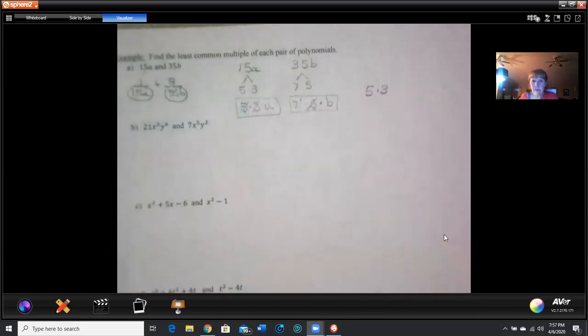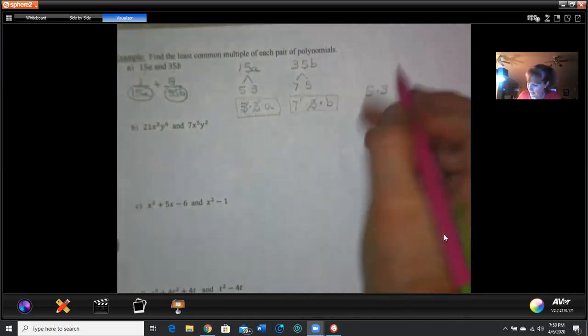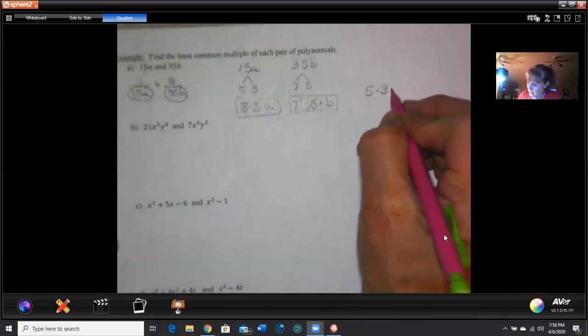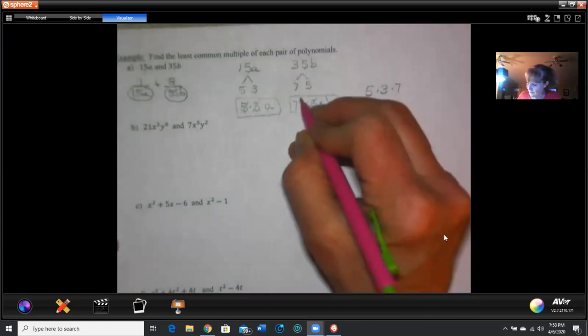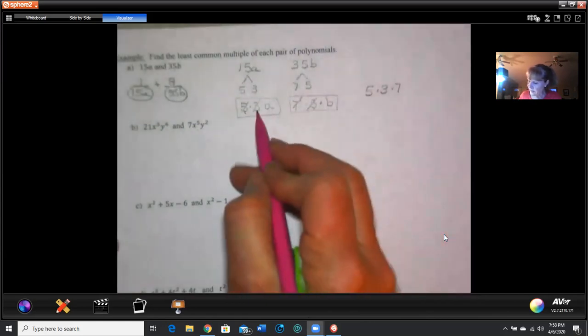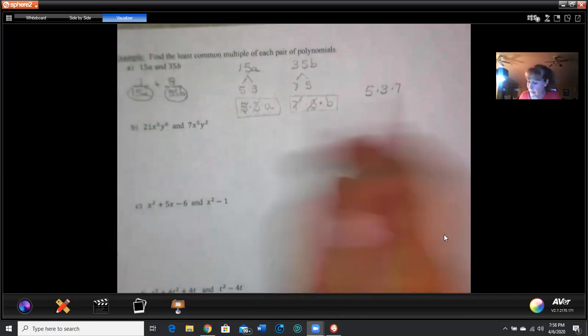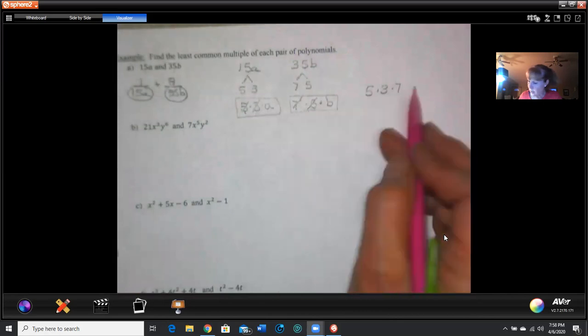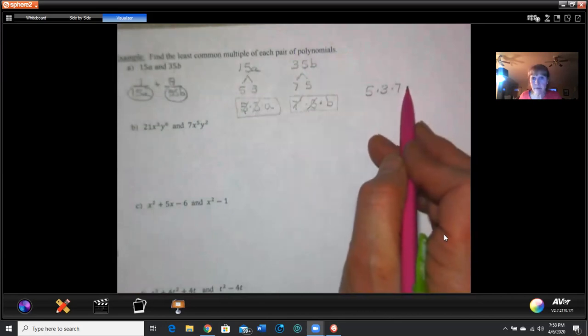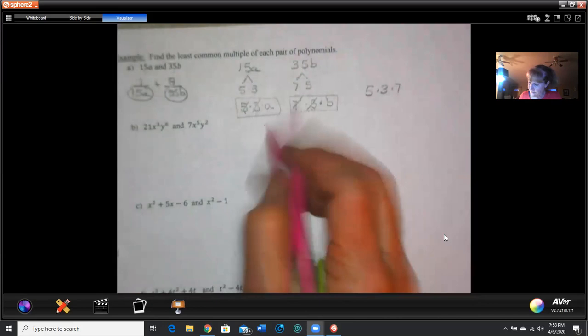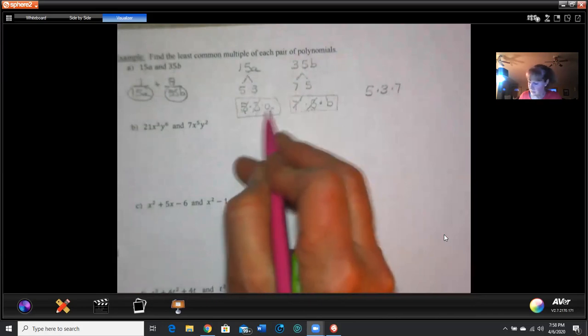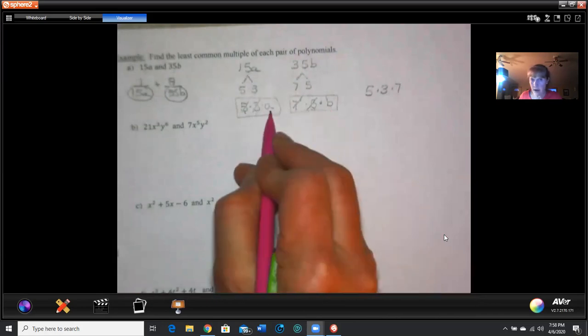So you break them into primes, and then you just take whatever you've got. This next one, we've got a 7. So we'll use 7 to the first. That's our highest power. So all the numbers have been taken care of. If I had a 2, in either one of them or both of them, you always just take the highest power. Now let's look at our variables. a to the first. There's no other a. That's the highest power, so we'll use it.